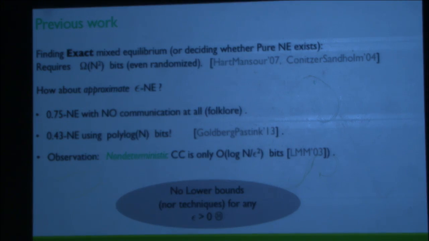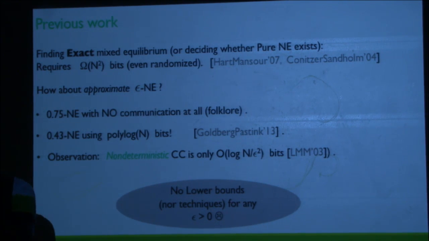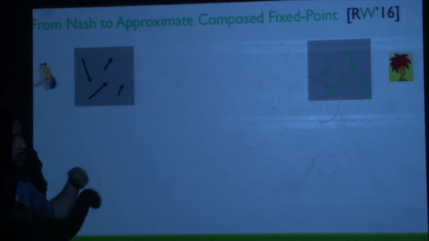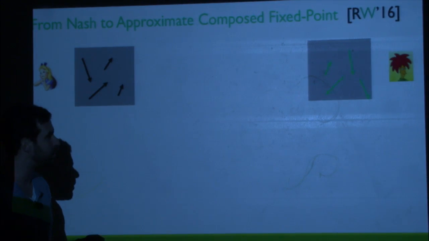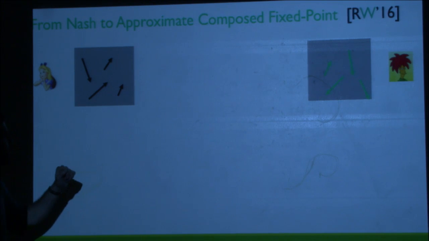Okay, so for the approximate problem, no lower bounds nor techniques were known for any value of epsilon, even exponentially small. And when we thought about this problem, this made us come up with the central problem of this talk, the approximate fixed point of composition problem, which is a sort of geometric two-party communication problem. And this is the problem we'll be focusing on.